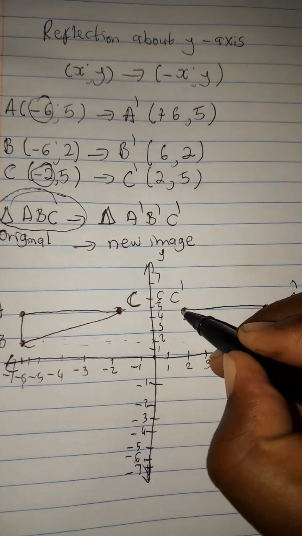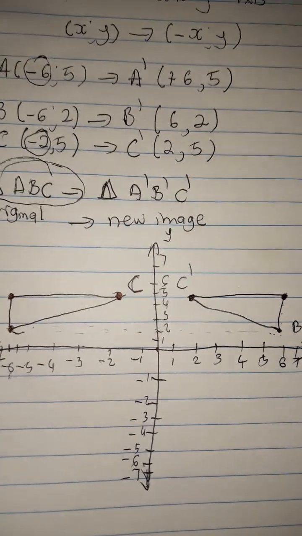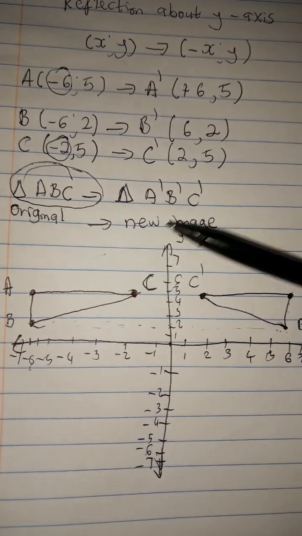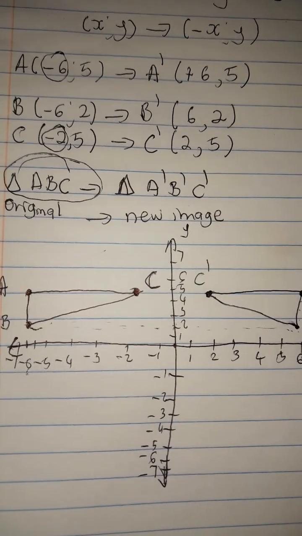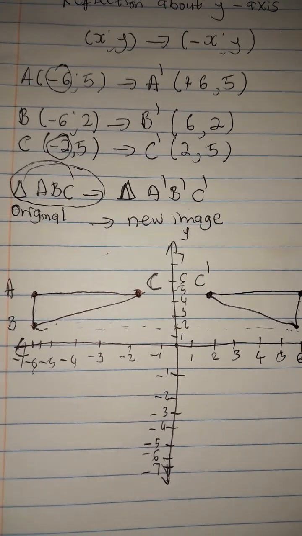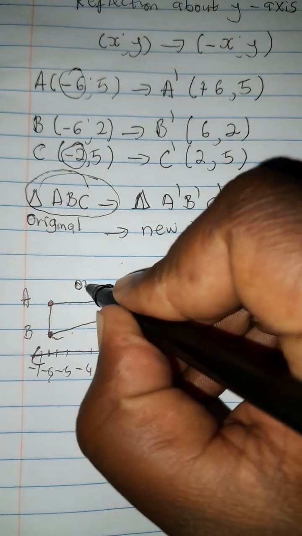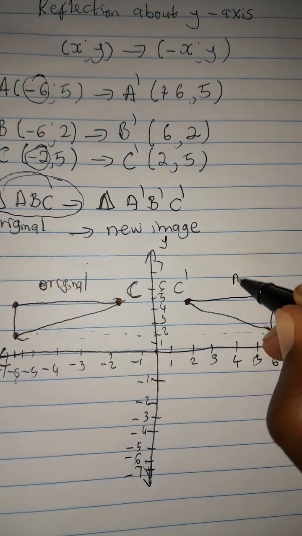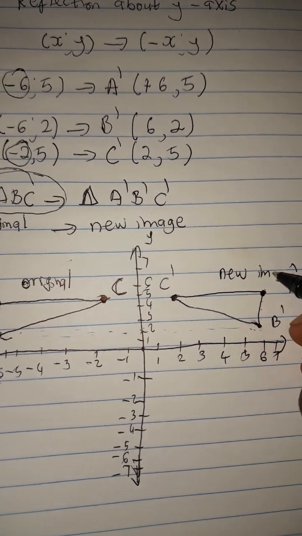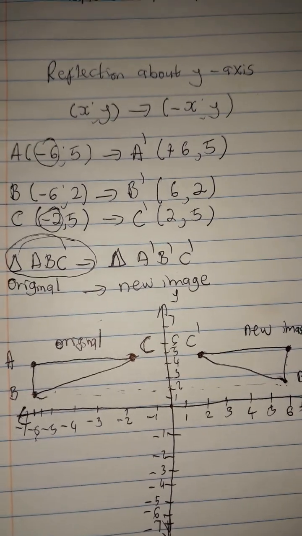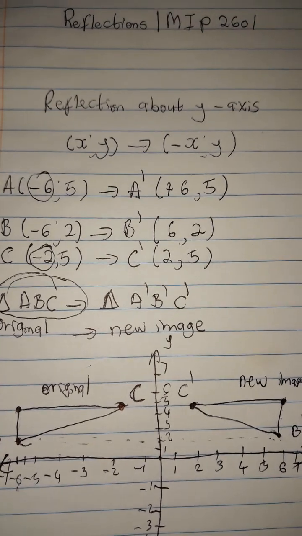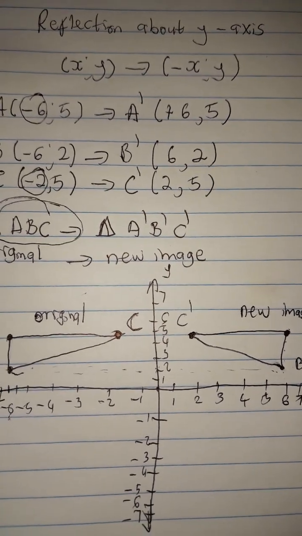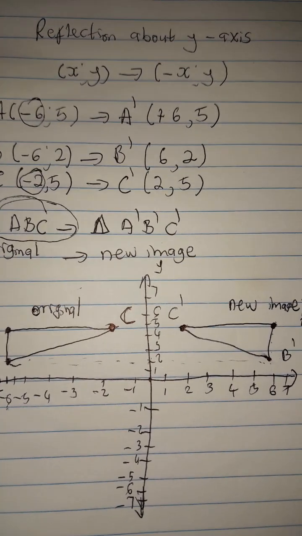If you use a ruler, yours will be much more accurate. Can you see, guys? This is the original, this is you, and this is your image when you use your mirror. So this is your original graph, and this is your new image. I hope you understand reflection, guys. I hope I explained it in the simplest manner.